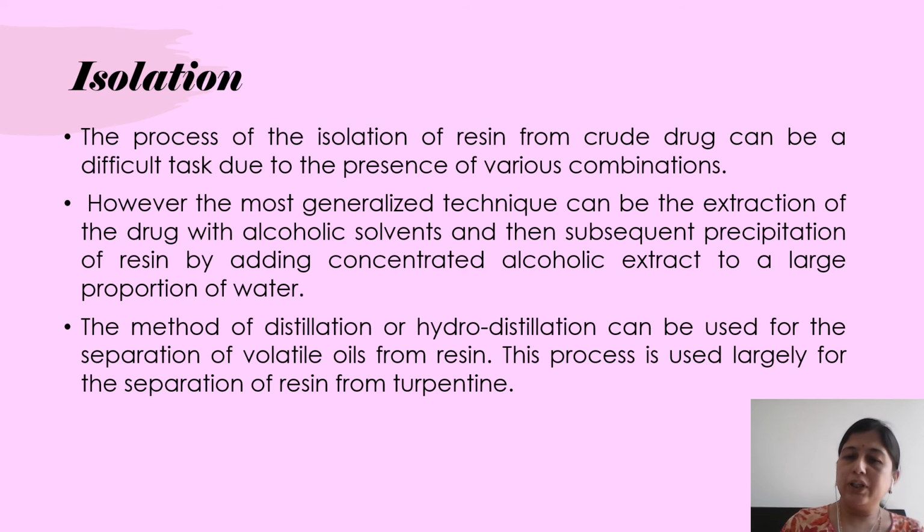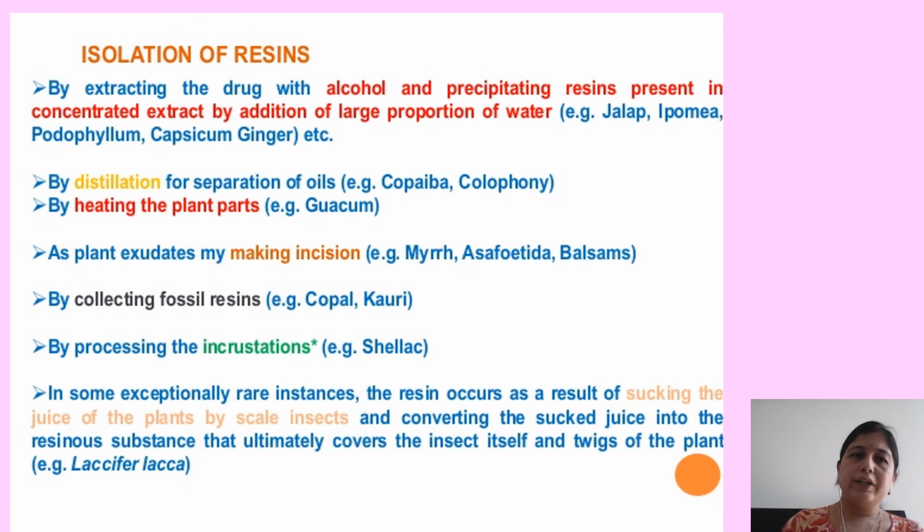The method of distillation or hydrodistillation can also be used to separate the volatile oils from the resins, and this is generally done in the process of turpentine resin, because turpentine oil is also required. So turpentine oil is separated from the resin by the method of hydrodistillation. Some of the other methods of isolation are, as we already discussed, that we can extract it in alcohol and after that we precipitate it with large amounts of water, and some of the drugs like jalap, ipomoea, podophyllum, capsicum, ginger, etc., can be isolated by this method.